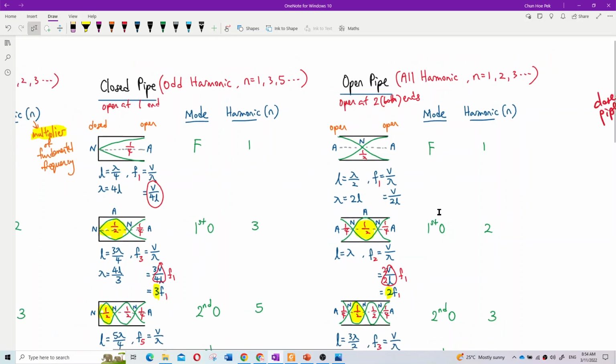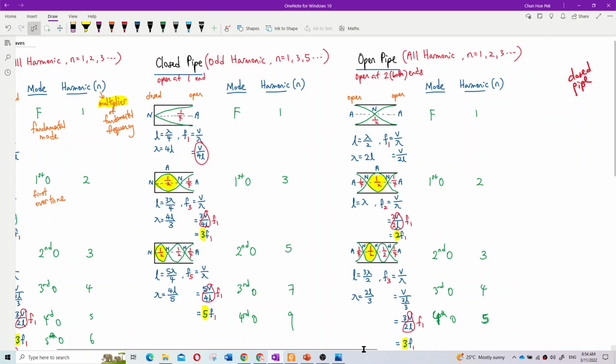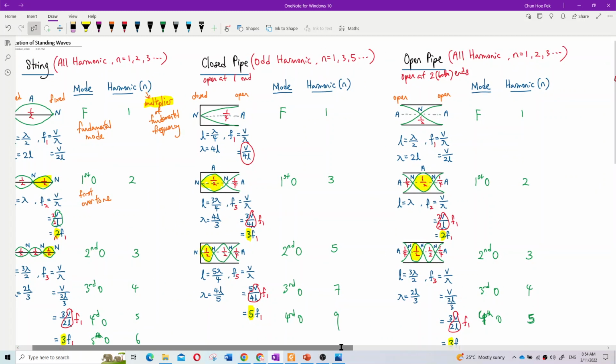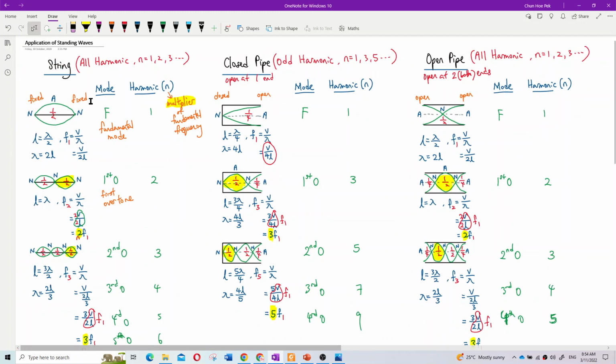So we have finished the fundamental mode for these three things: string, open pipe, and closed pipe. Basically, this subtopic, application of standing wave, is these three things only: string, closed pipe, and open pipe. And then you need to derive the rest. So we have done the fundamental mode. That's the most fundamental. Every other thing is based on this fundamental.